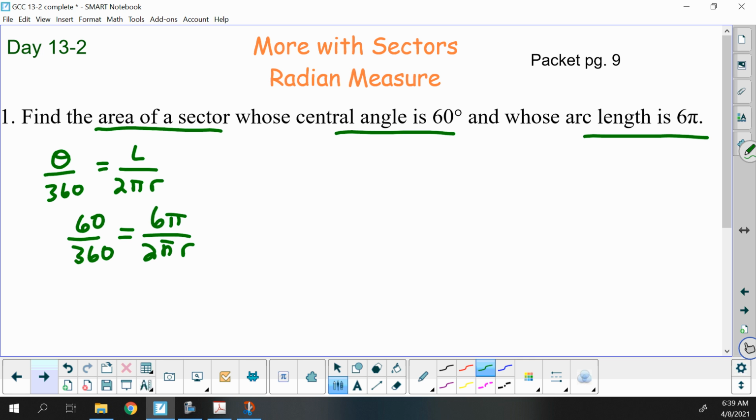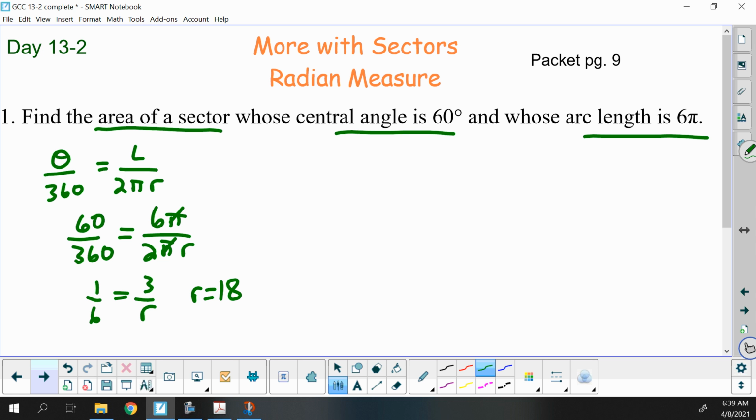Now again, I like to reduce things if possible. 60 over 360, if you divide that, gives you 1/6. The pi's divide out, and 6 over 2 is the same as 3 over 1, so this just becomes 3r. And now that's a lot easier thing to cross multiply. R times 1 is r, 6 times 3 is 18.